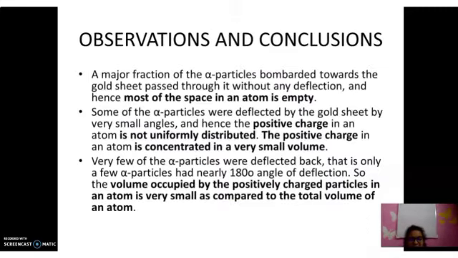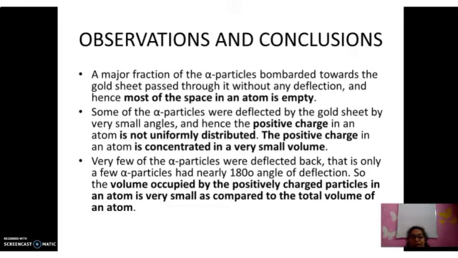So he identified that there is a positive charge inside the atom, and a very small number of alpha particles were deviated in small angles. So he considered that there is a small volume of positive charge inside the atom. This was his second observation or second postulate of Rutherford model of atom.